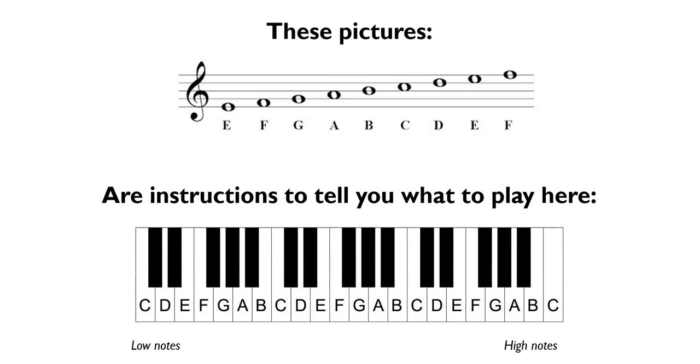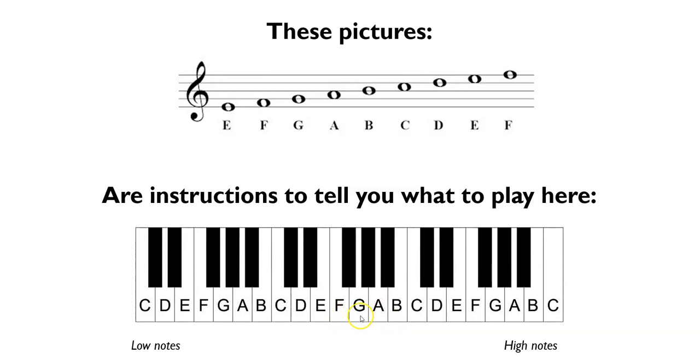Okay, cool. So to start this week, I just want to explain that we use pictures in music to give you instructions for what to play on an instrument. It doesn't always have to be a piano. It could be a guitar or a violin or lots of other instruments. But we use these pictures here, and it's really easy to learn about it if we talk about it using a piano.